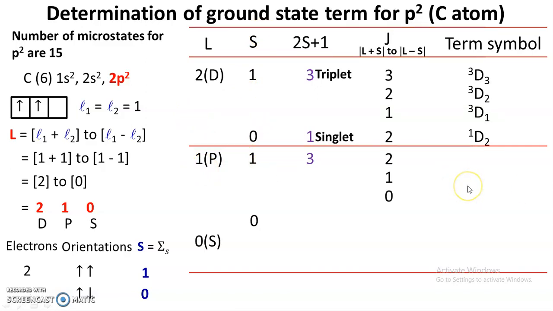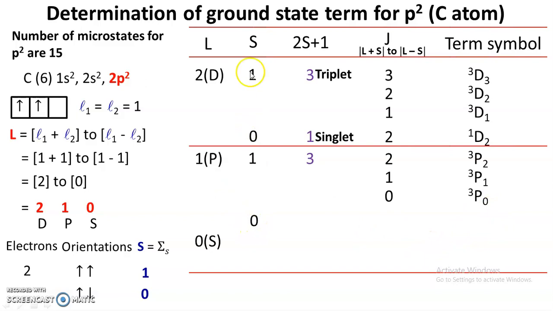And the corresponding term symbols are, for this first set, P32. Why P? Because L is equal to 1. 3 is the multiplicity, 2 is the value of J. Now corresponding to J is equal to 1, the term symbol is P31. P stands for L is equal to 1, 3 is the multiplicity, and 1 is J is equal to 1. And for J is equal to 0, the corresponding term symbol is P30.